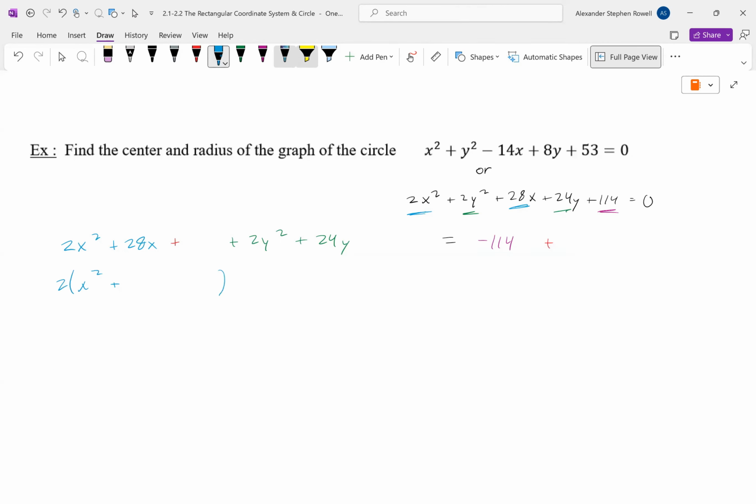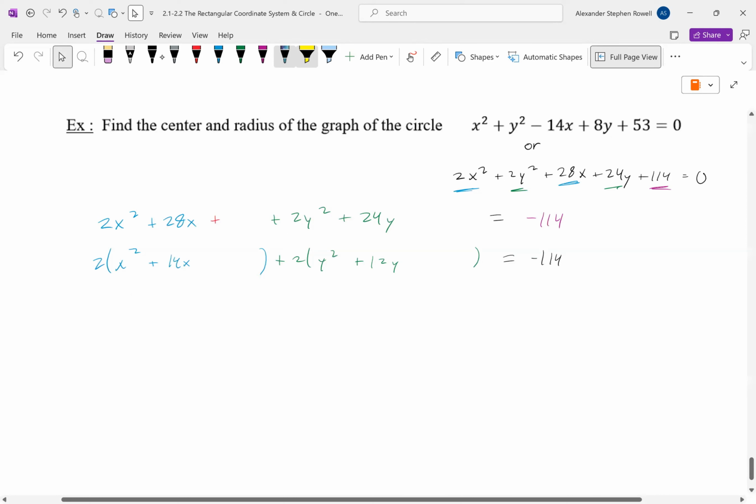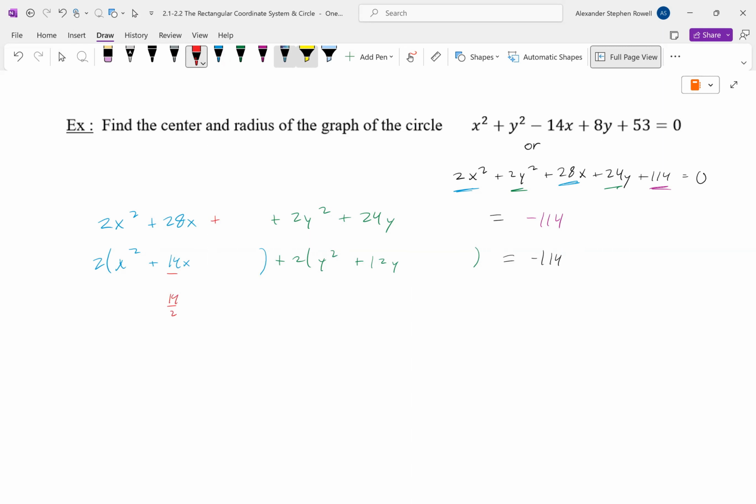x squared plus 14x. I'll factor out the 2 here also. y squared plus 12y. Okay. If I take half of 14, what do I get? And if I square it, I get what? I made a mistake. What mistake did I make? I made another mistake. What other mistake did I make? I actually added 49 to this side, but I didn't add 49 to this side. I added 2 times 49 to this side. Because if I distributed this 2, does that make sense?